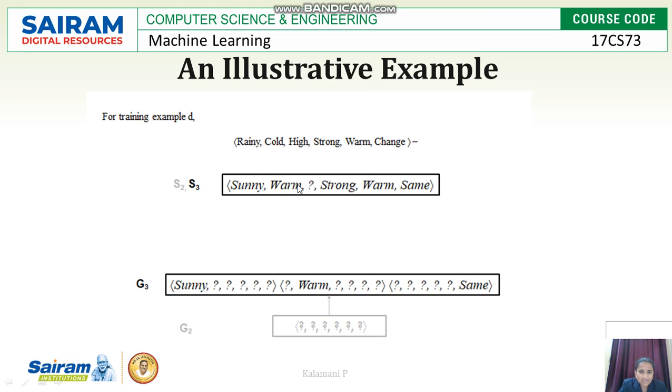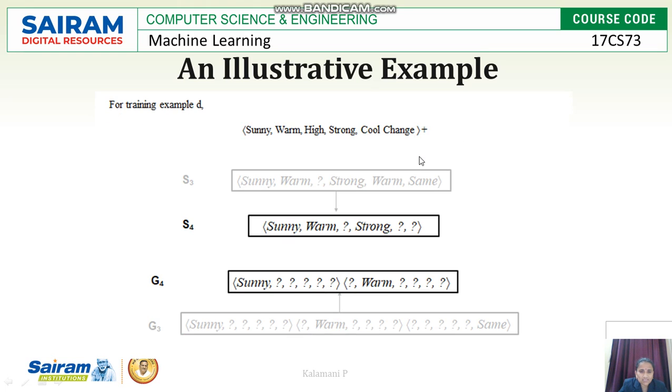Then next we will take the next value, warm. Then other attributes can take any value. This is general and only the warm value it will take. Then other things are general. Okay, next one we are taking, all the values are the same, then only the last value is warm. So from this we are moving to the general. Okay, this is specific, general to specific.